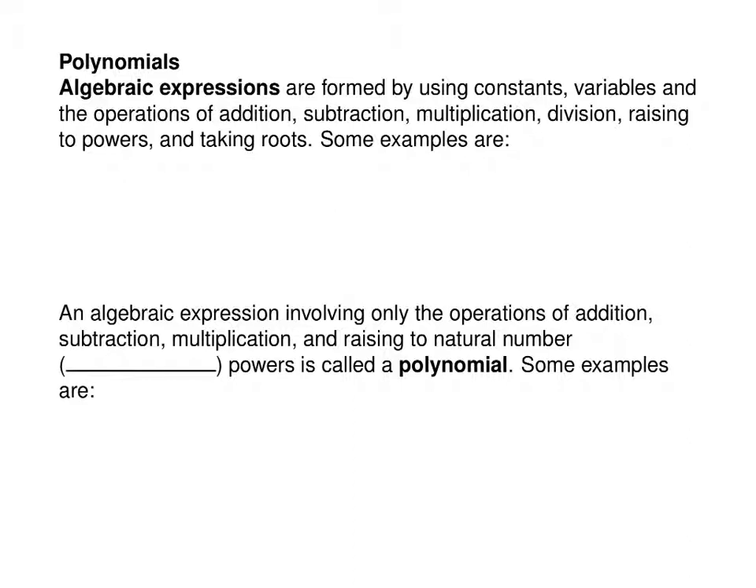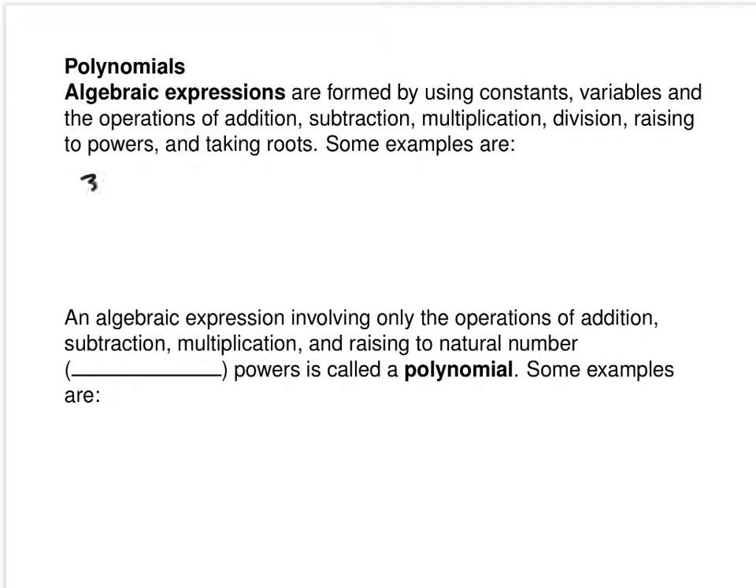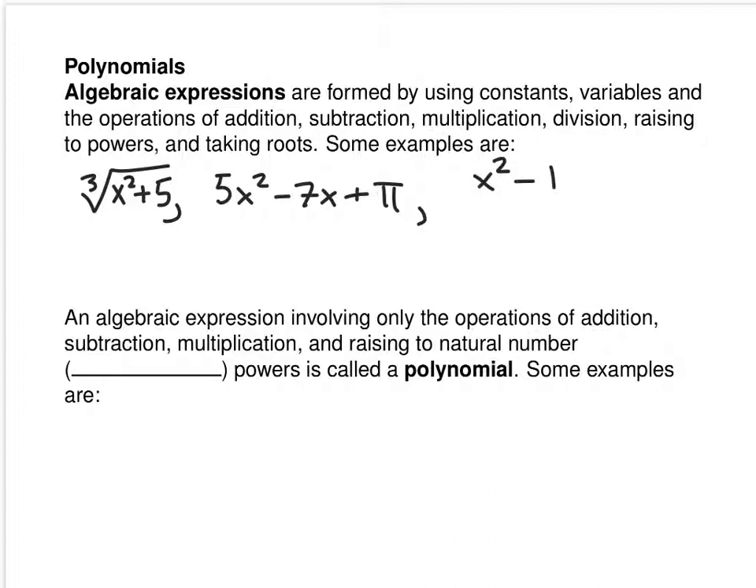So examples would be stuff like the cube root of x squared plus 5. Something like that. 5x squared minus 7x plus pi, because why not add an irrational number? Or something like x squared minus 1 over 2x plus 3. Those are all algebraic expressions. Something that's not would be like ln of x plus 10. That's not an algebraic expression. That's something different.